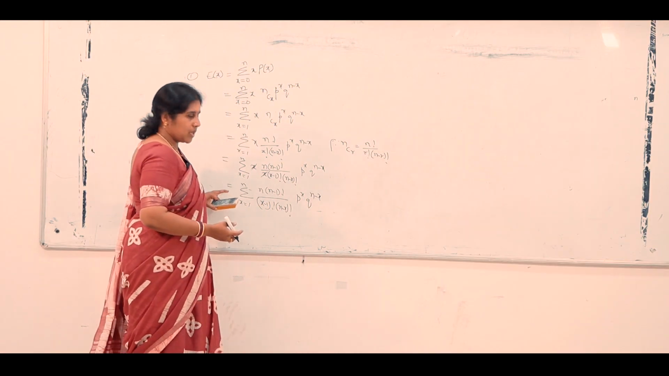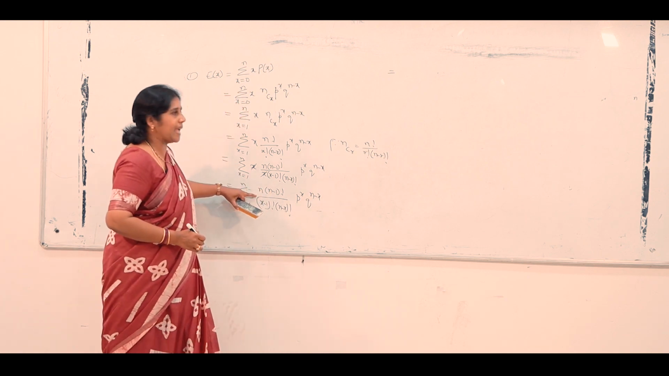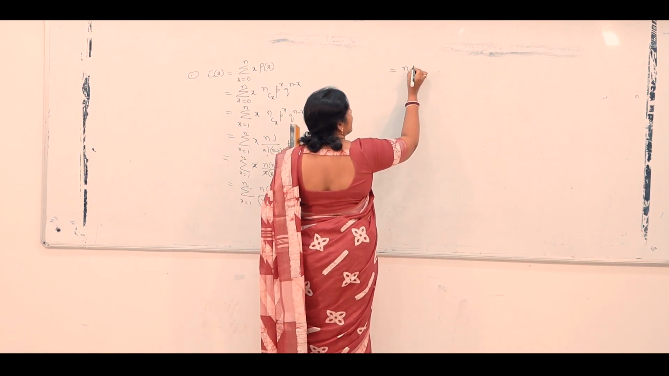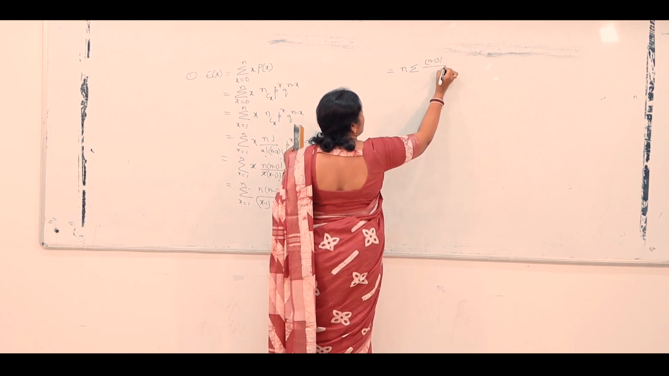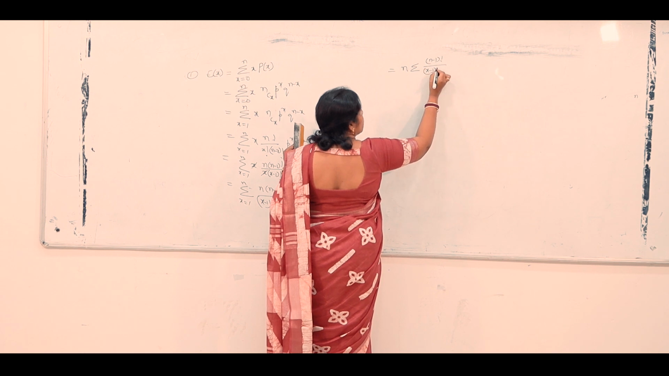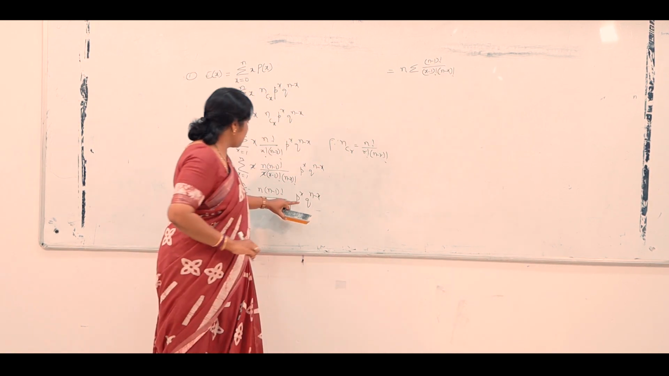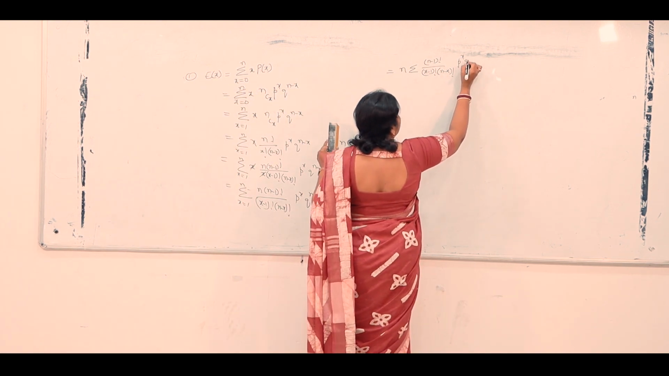So, what will happen now? This constant term n, I'll write outside the summation symbol. So, the equation will become n times summation of n minus 1 factorial by x minus 1 factorial into n minus x factorial, into p power x into q power n minus x.